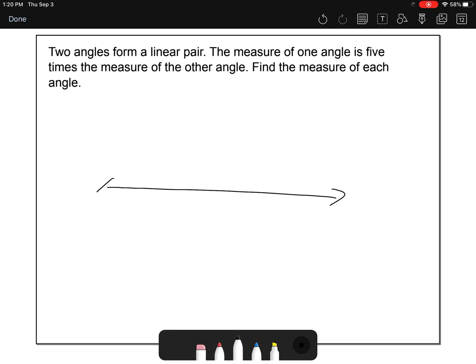Okay, two angles form a linear pair. Okay, let's do that. Draw a line. Two angles form a linear pair. Angle 1 and angle 2. That makes a line. There you go. The measure of one angle is 5 times the measure of the other angle. So let's say this angle is x. How big is angle 2 then? 5x. It's 5 times bigger. Find the measure of the angles.